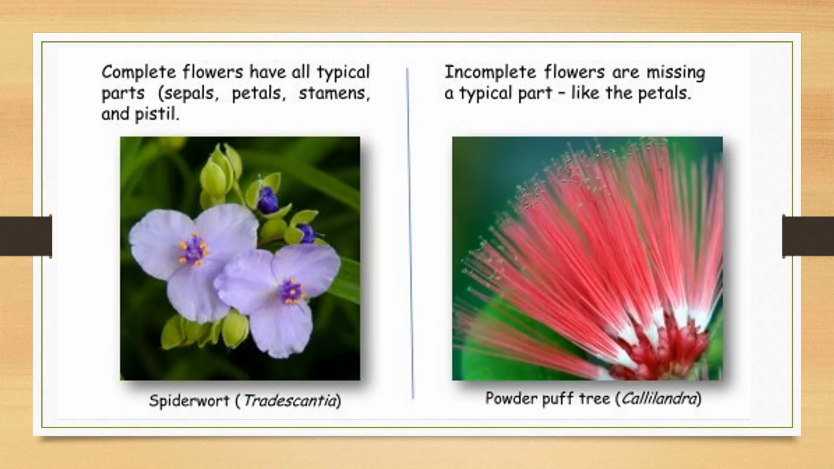Complete flowers have all typical parts. You can see in the picture, sepals, petals, stamens and pistil all are present. In an incomplete flower, any part is missing. Like here you can see the petals are missing. You can see the stamens, but you cannot see the petals here. So that can be termed an incomplete flower.